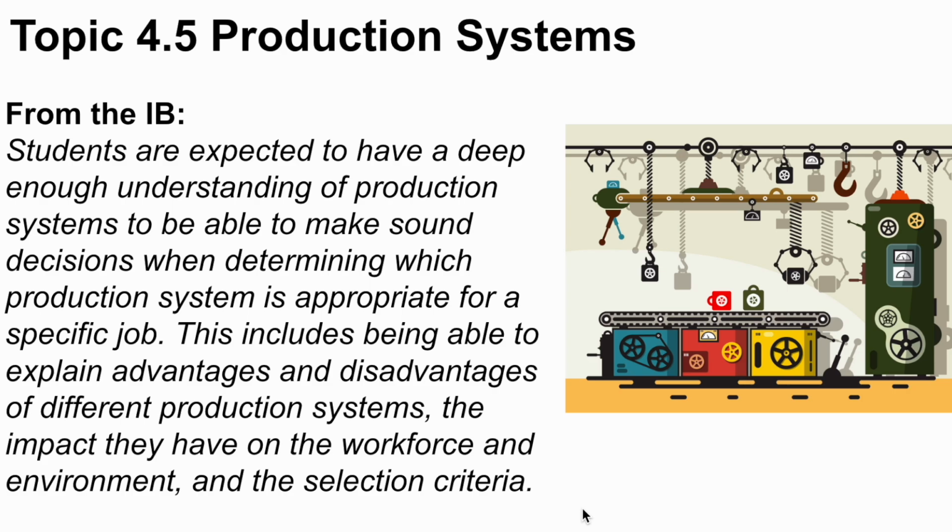You're expected to have a deep enough understanding of production systems to be able to make sound decisions when determining which production system is appropriate for a specific job. This includes being able to explain advantages and disadvantages of different production systems and the impact that they have on the workforce, environment, and selection criteria. This is important for criterion F of your IA, and so it's something that you need to pay attention to.